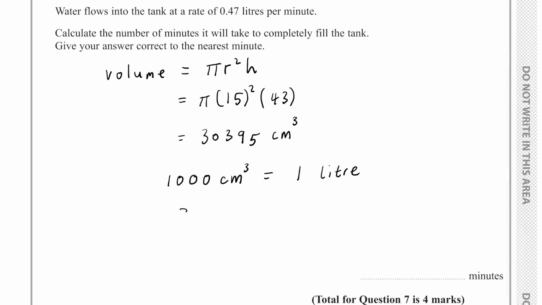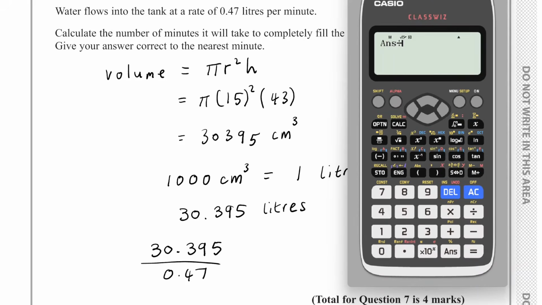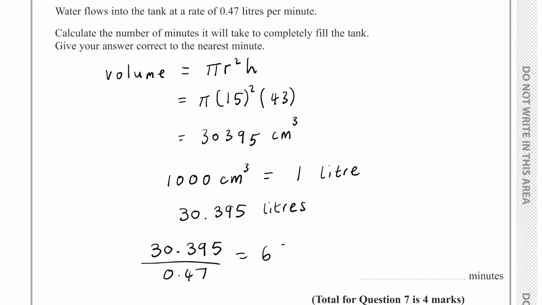So that's going to be 30.395 litres. So 0.47 litres per minute. So divide our answer by 0.47. How many 0.47s do we need to make up the volume? And that is, to the nearest minute, 65 minutes. So 65 minutes to the nearest minute.